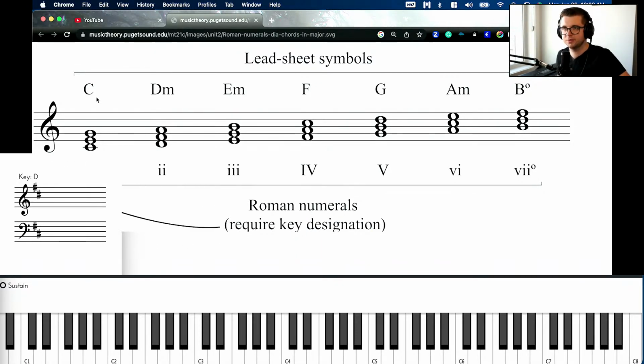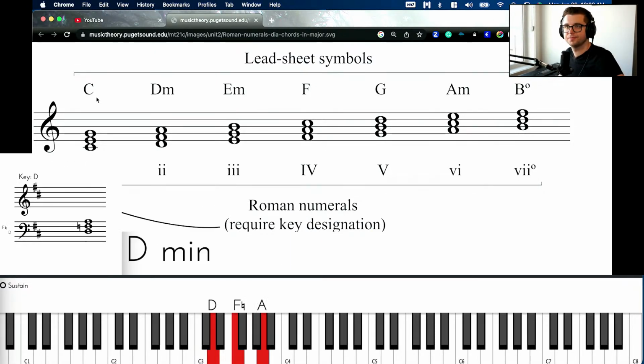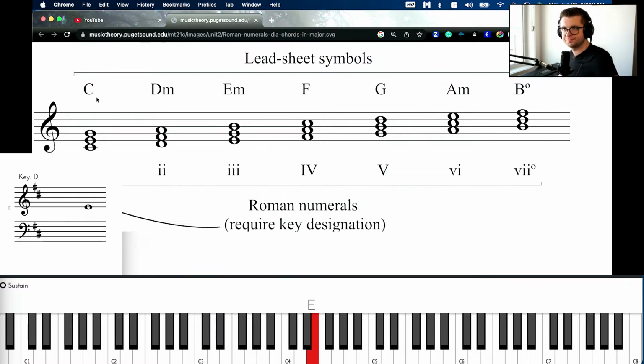Now, when you play through these kinds of things, you can start to see a pattern. And the pattern is, my friends, major, minor, minor, major, major, minor, diminished. Those are the main starting blocks for the diatonic chords.